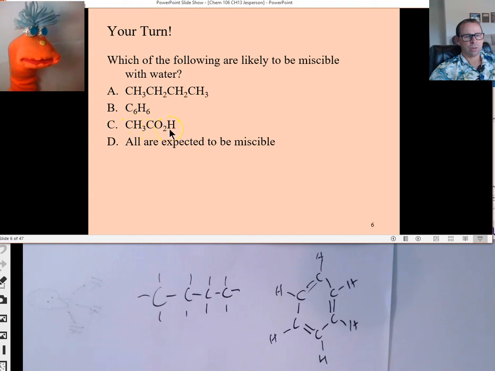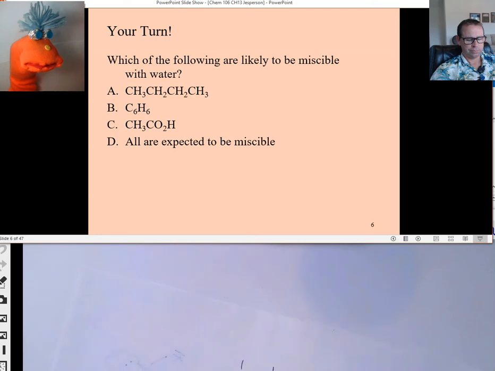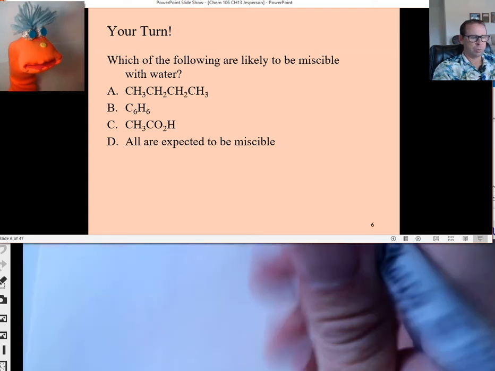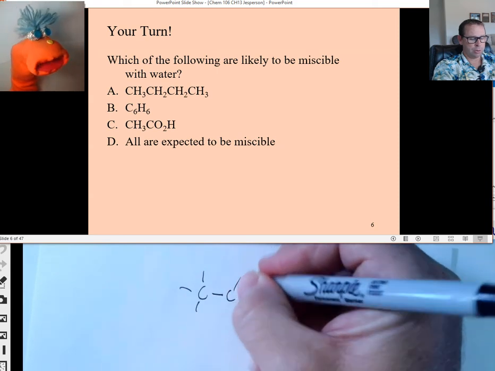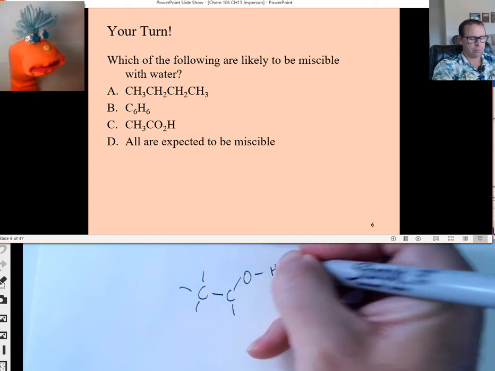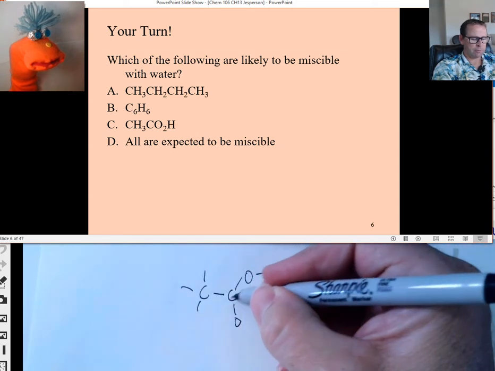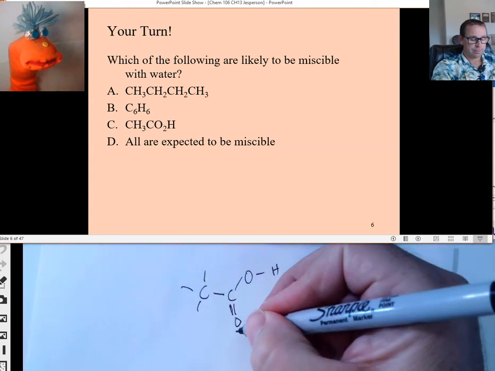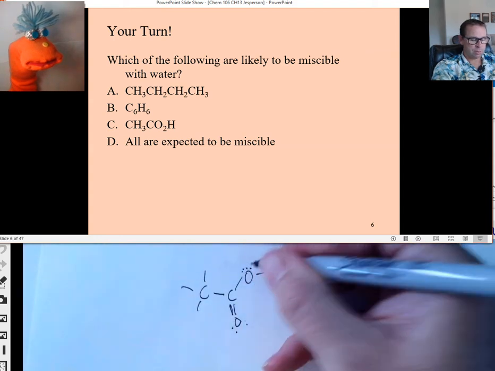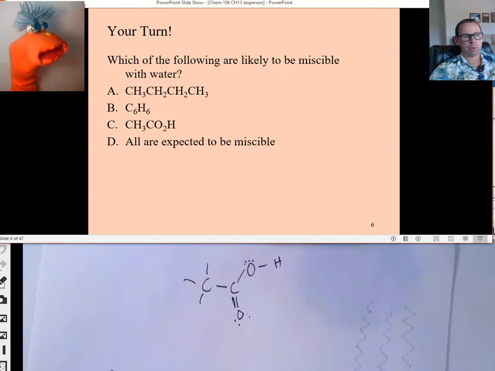CH3CO2H. How is that going to look? One carbon with 3 hydrogens, and then it's attached to a carbon, and then 2 oxygens coming off there, and then I guess the hydrogen's coming off one of the oxygens. That's right. And when we see that there's not 4 bonds to this carbon, we have to make a double bond to one of these oxygens. All right, I'll throw in the lone pairs so that you can be a little more comfortable with what we're seeing there. So that is going to be miscible with water. That's right. That's our acetic acid again that we saw before.